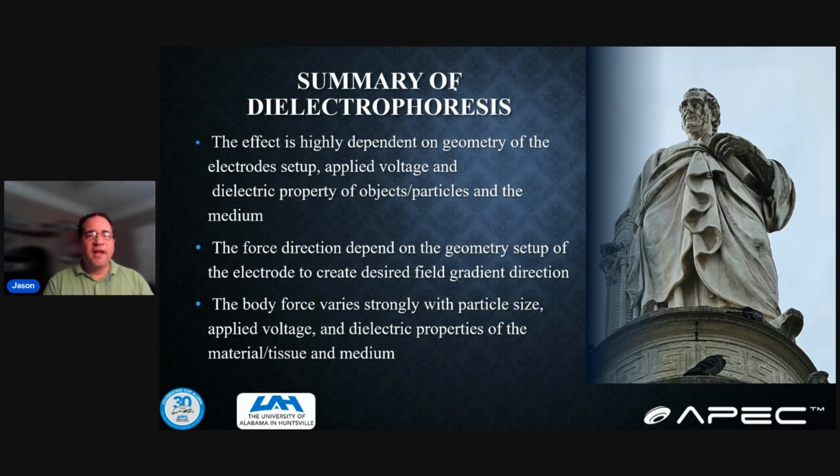But let's summarize what we've talked about so far. The effect of dielectrophoresis is highly dependent on geometry of the electrode setup, applied voltage, and dielectric property of objects and particles in the medium. The force direction depends on the geometry setup and the electrodes to create the field gradient. And it varies strongly with particle size, applied voltage, and dielectric properties of material, tissue, and medium.